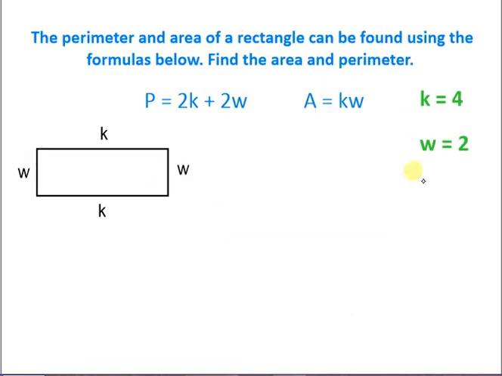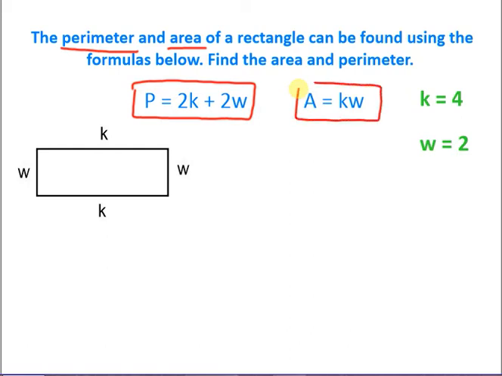Let's try that again, but with some different numbers. And this time it's asking me to find the perimeter and the area. So it gave me the formula for the perimeter, and it gave me a separate formula for the area. So I'm finding two different things here. So I'm going to find the perimeter first. So P equals 2, and then K is 4 this time. And again, I'm putting it in parentheses, plus 2, and this time W is also a 2. So let me go ahead and solve it down.